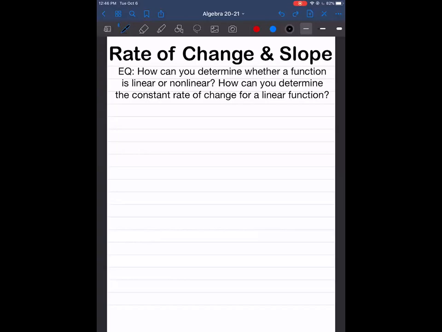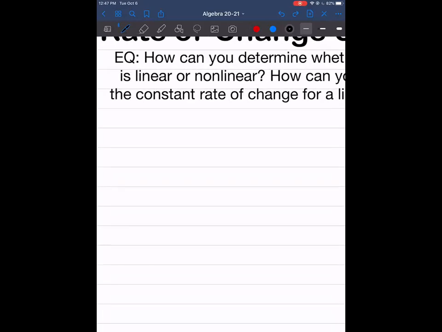Today we're going to talk about rate of change and slope. This is lesson 4, and our essential question is how can you determine whether a function is linear or nonlinear? And how can you determine the constant rate of change for a linear function? So diving in, we're going to review real quick what a function is.